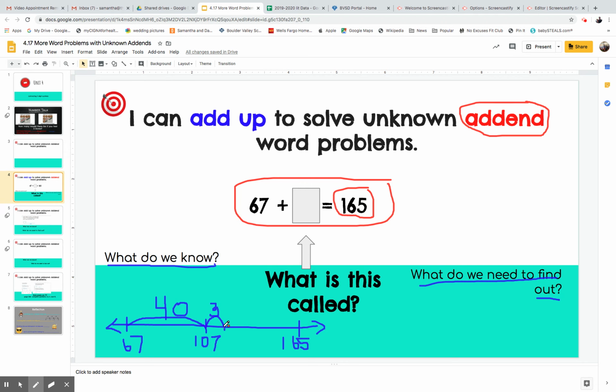So 110 plus another 10 is 120, 130, 140, 150, 160. So if I jump up 50 more, I'm going to be at 160. And I need 5 more ones to get to 165.